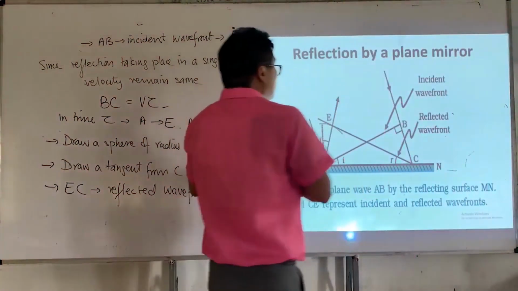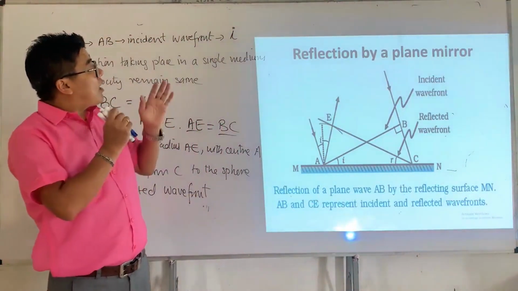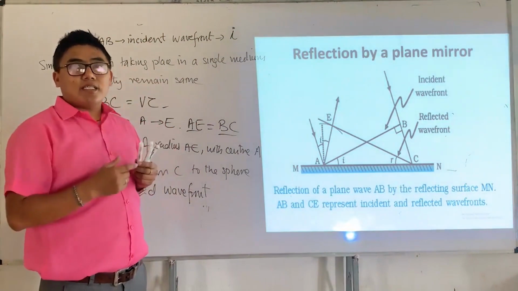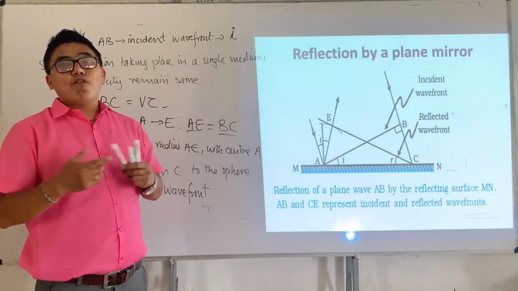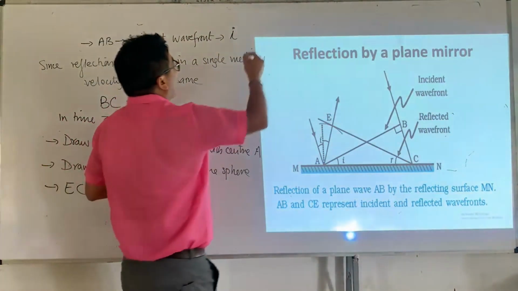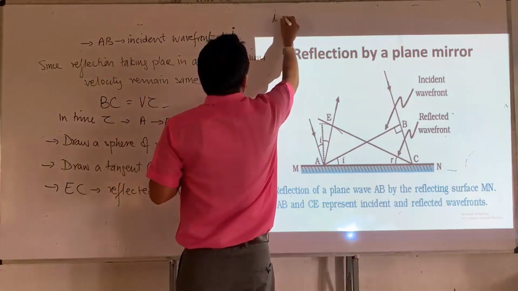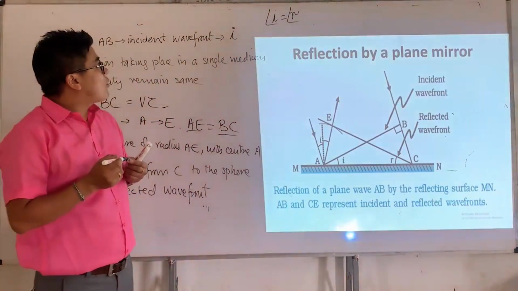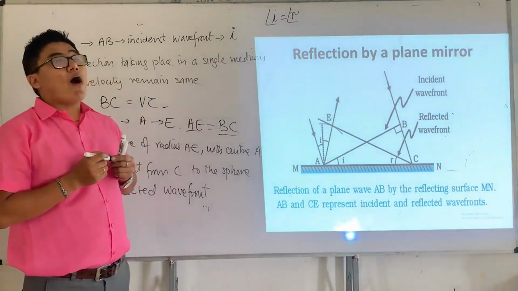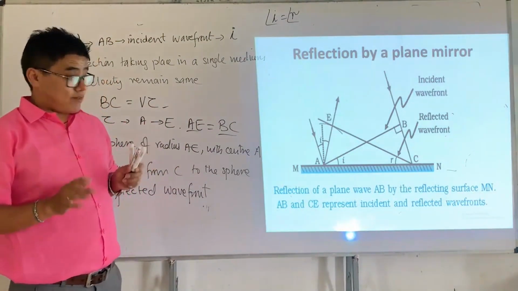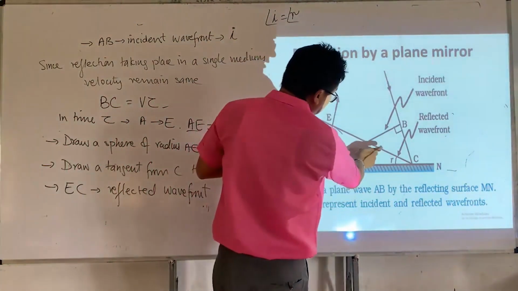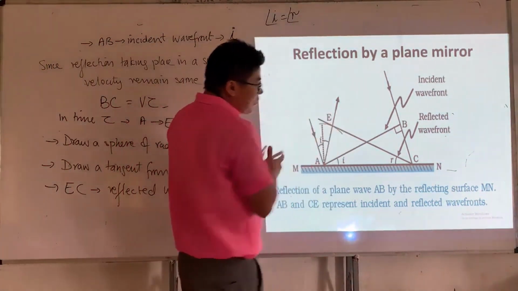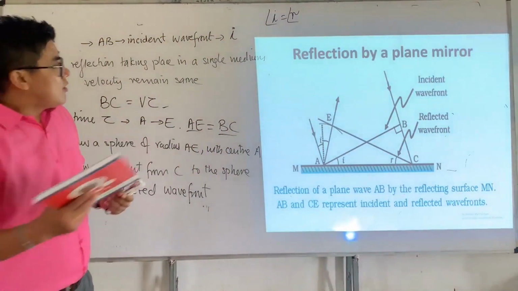Now we are going to prove the law of reflection. What is the law of reflection? This is what I am going to prove: i is equal to r. How am I going to prove i is equal to r? Again, this is the reflected wavefront and this is the incident wavefront. I am showing you again, and then I will prove it.